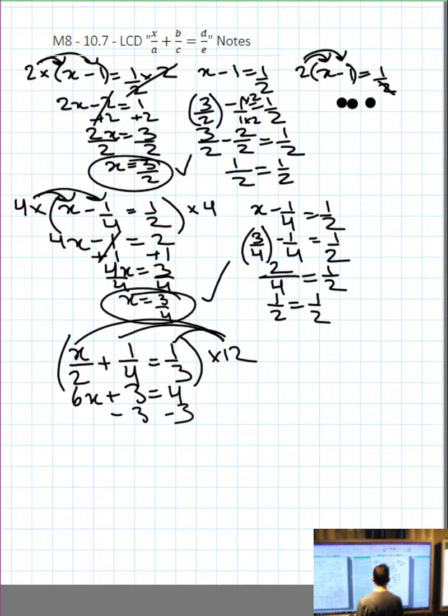Minus 3 from both sides. 6x equals 1. Divide both sides by 6. Why don't I do a shortcut? Cross it off, put it on the other side. x equals 1/6.